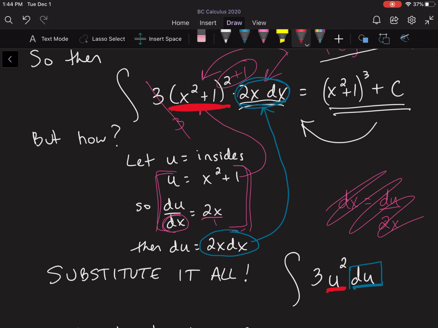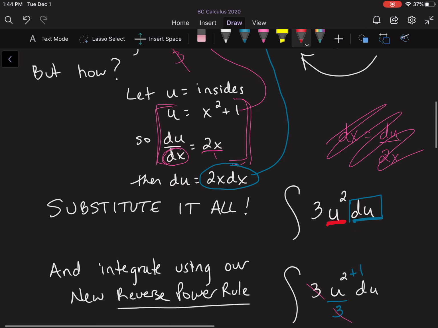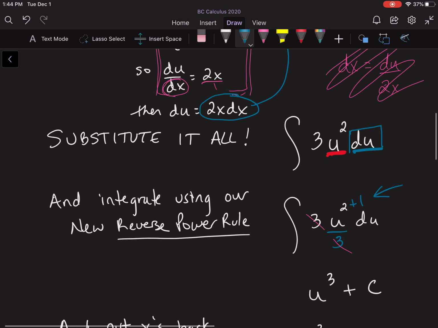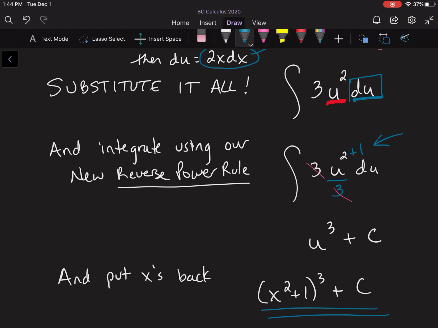But this is the kind of problem that we were working on yesterday, just a basic power rule. So we're going to integrate using our new reverse power rule, and that's how the 3 goes away. We are going to add 1 and divide by whatever that number is, and that'll end up giving you your answer, which is u cubed plus c, and now all you have to do is put all the x's back.